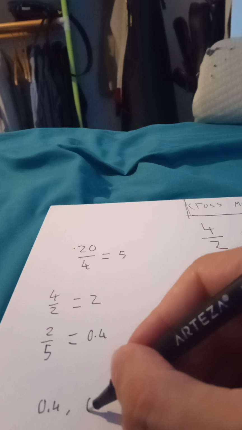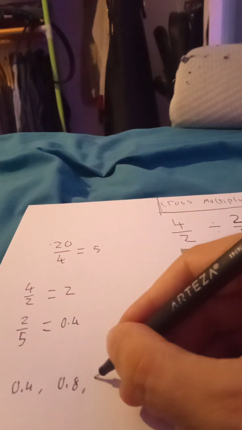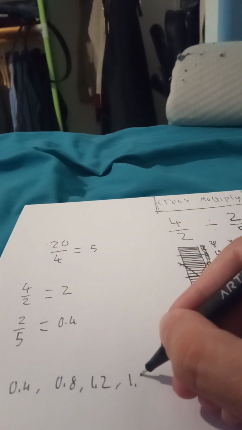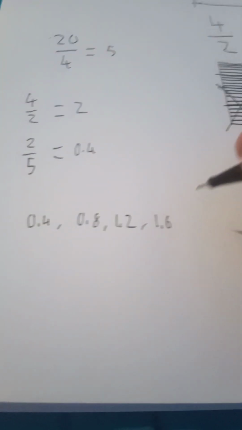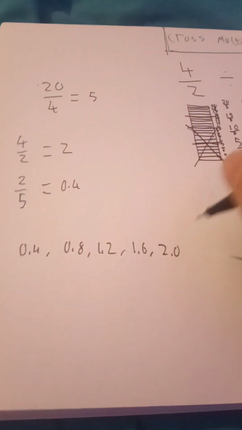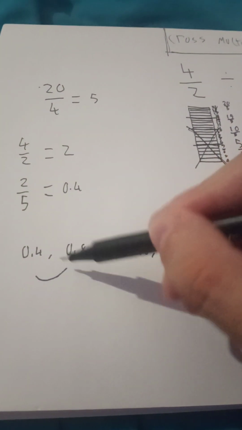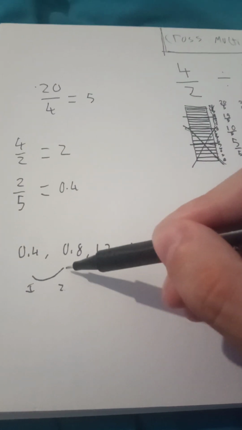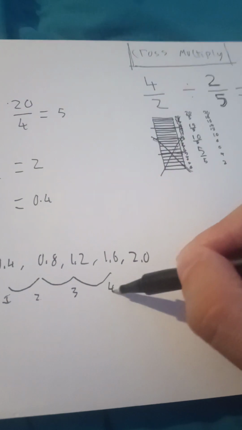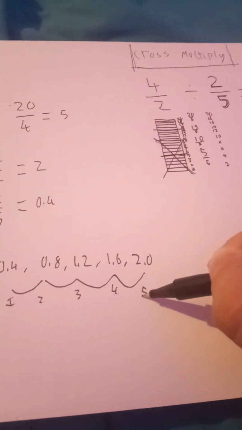So let's just keep adding this up. And then we'll just count these. So 1, 2, 3, 4, 5. And this is essentially why cross multiplication works.